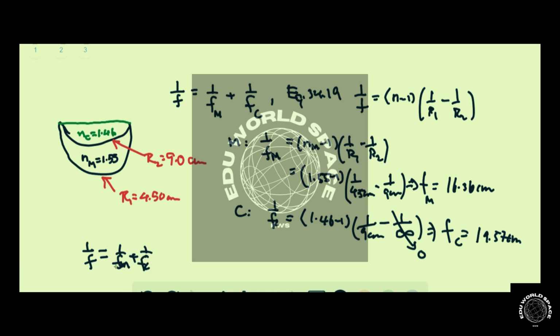And then for the total focal length, I use the result I found in part A, and I have Fm and Fc. So if I substitute those numbers in there and take the reciprocal, then I get 8.91 centimeters.